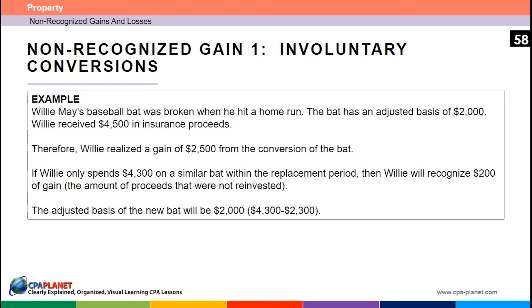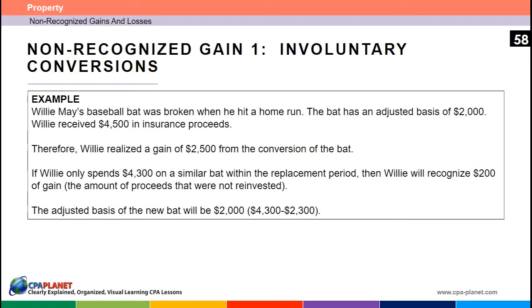If Willie only spends $4,300, then now that's a realized gain of $2,500. If he spends $4,300 on a similar bat, then he will recognize $200 in gain. Realize $2,500, recognize $200. If he spends $4,500, how much will he recognize? $0. If he spends $2,000, just like the old bat, he will recognize $2,500. The adjusted basis of the new bat will be $2,000. That is $4,300, which is what he spent, minus $2,300. And that's $2,000.